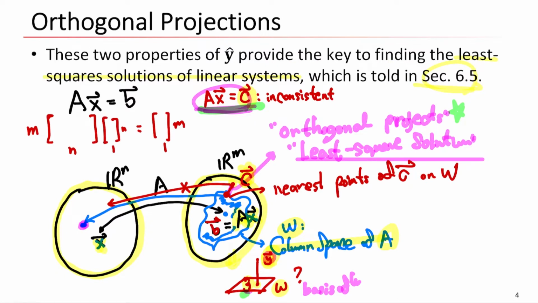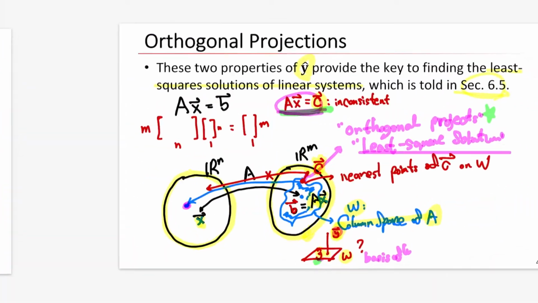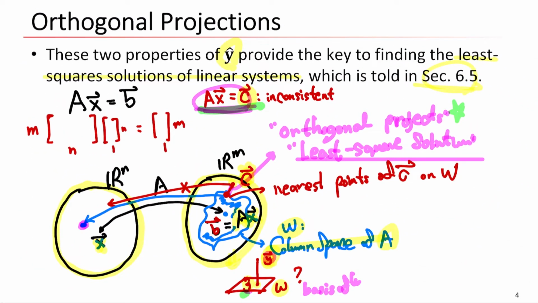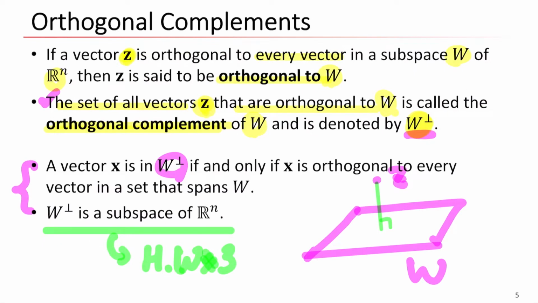So why do we need this? The properties of y hat provide the key element to finding the least squares solution of the linear system, which will be discussed next week. So I guess you remember this figure, right? That's why we studied the orthogonal projections.